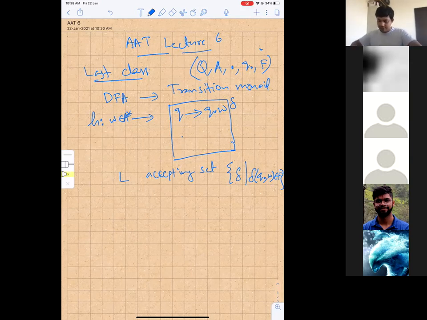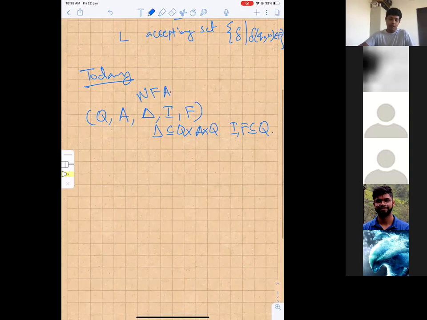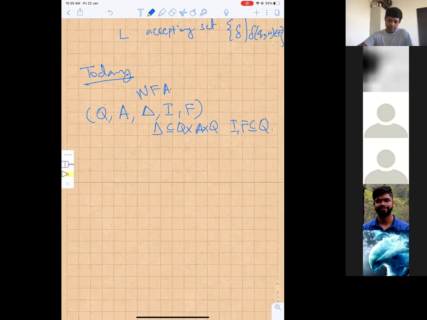Okay, and then we learned how to compute this, and today let's do the same construction for NFA, and it will have some interesting applications. So I have an automaton Q, A, delta, I and F. Delta is a subset of Q cross A cross Q, and I, F are subsets of Q. I have a non-deterministic finite automaton. Now I want to construct the transition monoid for this NFA.